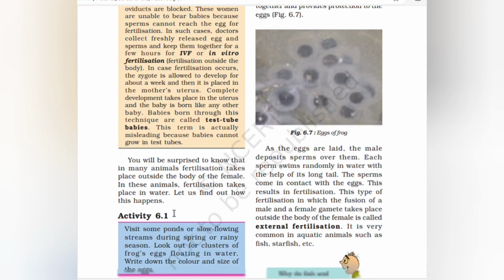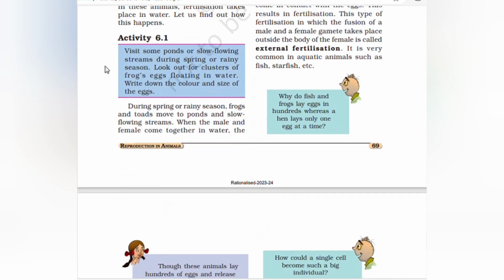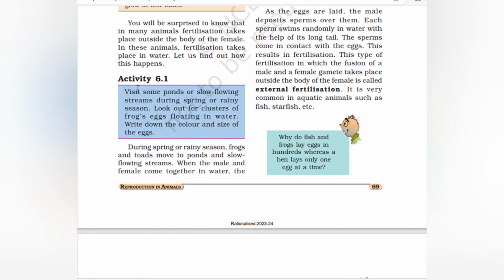Okay, you will be surprised to know that in many animals, fertilization takes place outside the body of the female. In these animals, fertilization takes place in water. Let us find out how this happens. Activity 6.1. Visit some ponds or slow-flowing streams during spring or the rainy season. Look out for clusters of frog eggs floating in water.